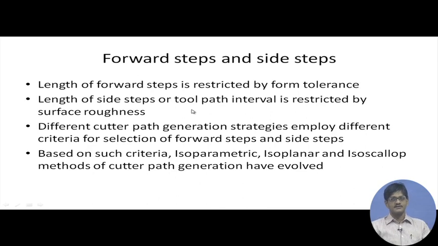So, forward steps and side steps, we have already discussed this. To summarize, the length of the forward step is restricted by form tolerance, the length of the side step is restricted by surface roughness, and different cutter path generation strategies employ different criteria for selection of forward steps and side steps. Based on such criteria, there are three methods of cutter path generation, which are known as the isoparametric, isoplanar, and isoscallop methods. These are the main ones; others also exist.